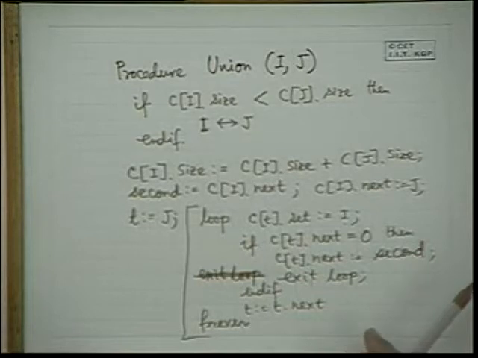But remember, while merging the two lists into a single list, we are changing the names for the ones which have a smaller size, which is very important for our analysis to show that this operation is nothing but log n.